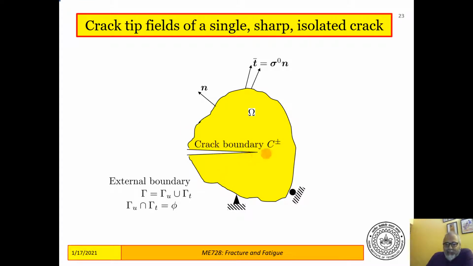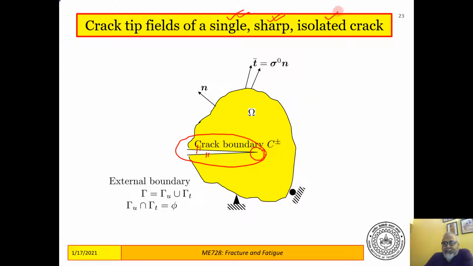This is a crack, and this is a single crack. This is a sharp crack. All of these words are important. This is a sharp crack because this face and this face are virtually touching each other. They're infinitesimally apart, so they are basically touching each other, so that this tip, the crack tip, is infinitely sharp. So the crack works as an infinitely sharp stress concentrator.